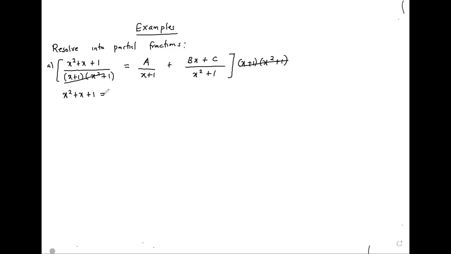What about if we had x cubed? So our b will be bx squared, it will be x squared plus cx plus d. Okay, thank you.